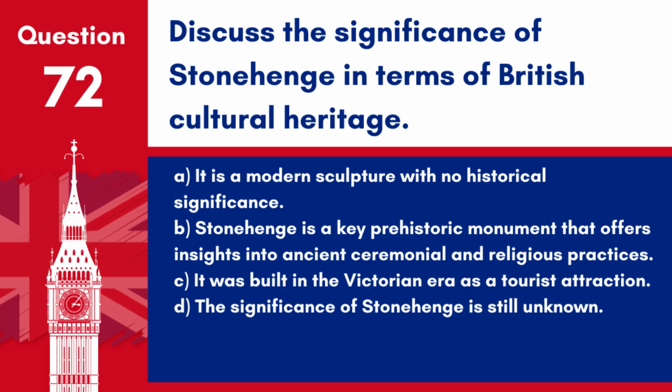A. It is a modern sculpture with no historical significance. B. Stonehenge is a key prehistoric monument that offers insights into ancient ceremonial and religious practices. C. It was built in the Victorian era as a tourist attraction. D. The significance of Stonehenge is still unknown.